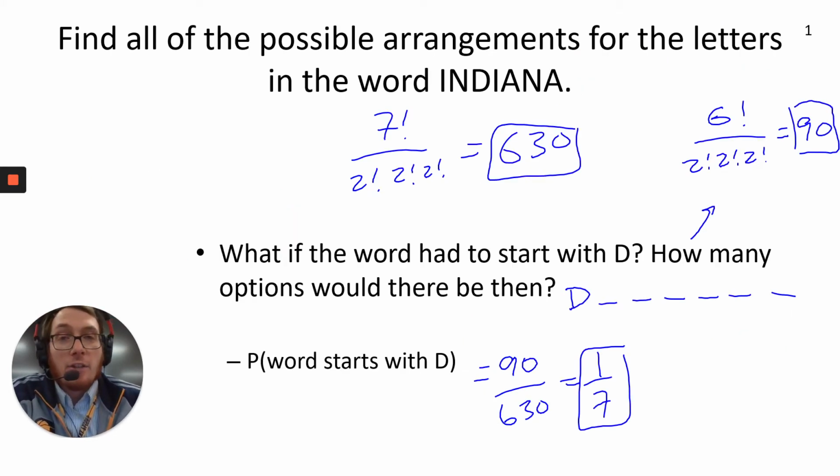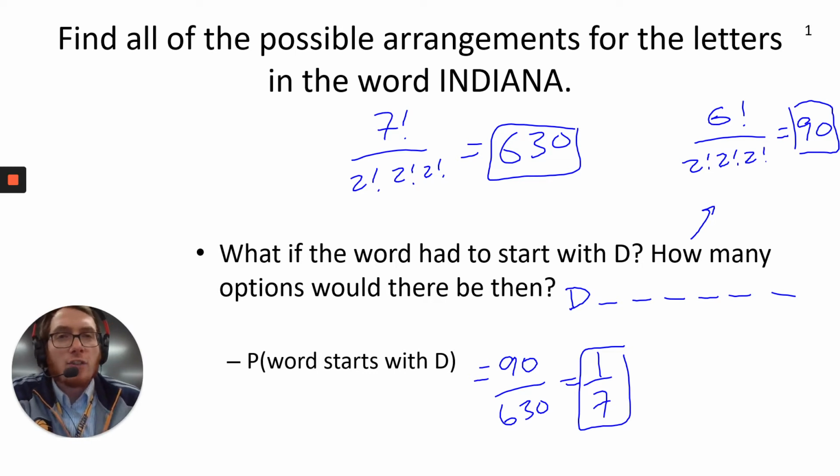Okay, the word Indiana should have 7 factorial ways, but you have to get rid of the double counts. So there's 2 I's, 2 A's, and 2 N's. So you divide by that, 2 factorial 3 times. And you should end up with 630 different passwords you can make with the letters from Indiana.